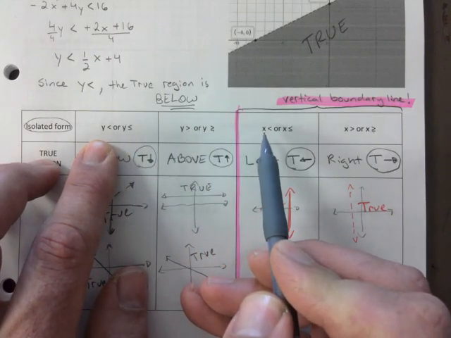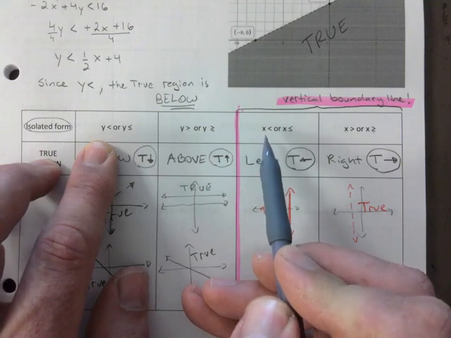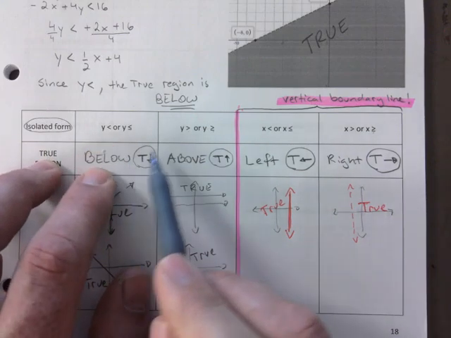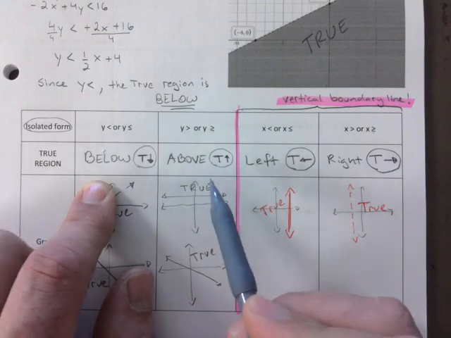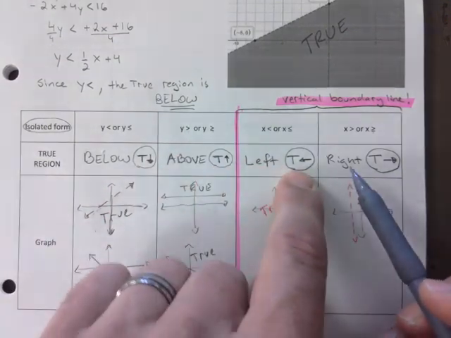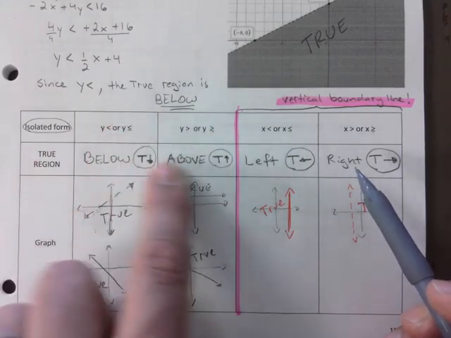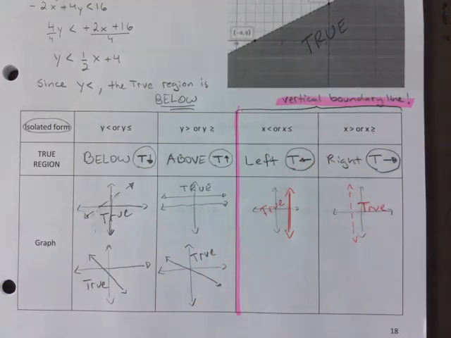You're listening to this part? How do we know where the true region is? Not where we're going to shade. That's going to change, okay? But if you know where the true region is, that's gold, okay? That's the most important part here. So the true region is either below or above when it's horizontal or diagonal lines, or left or right if it's vertical, okay?